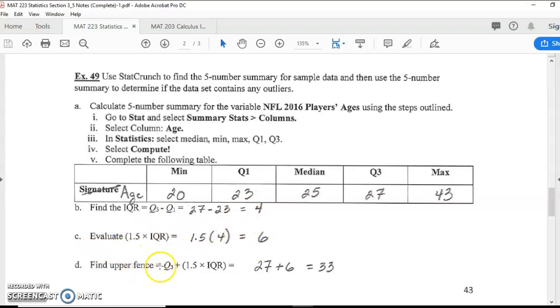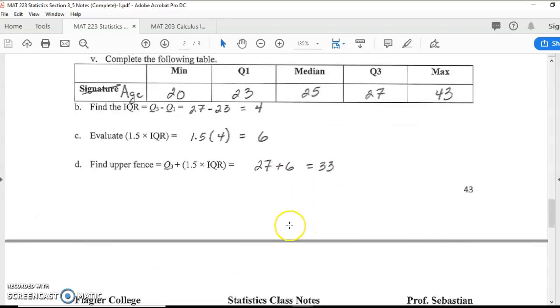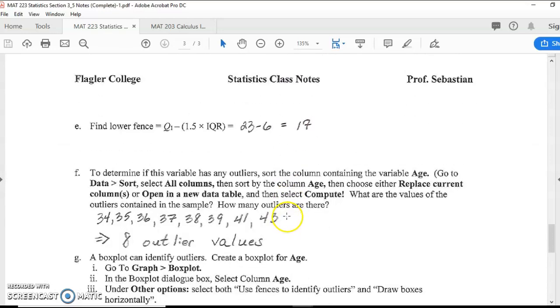So the upper fence is Q3 plus 1.5 times IQR. I'm sorry, 1.5 IQR is 6, so the upper fence is 33. So any age higher than 33 will be considered an outlier. The lower fence, Q1 minus 1.5 IQR, so 23 minus 6 is 17. So any age lower than 17 would be considered an outlier.